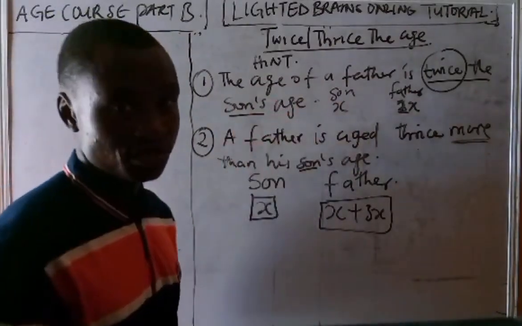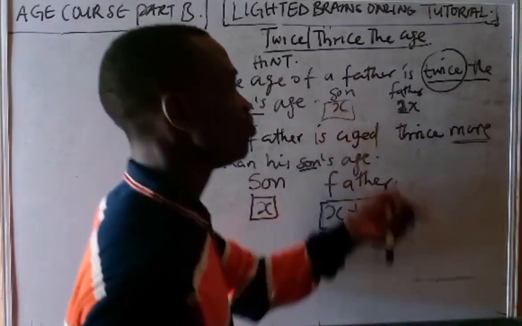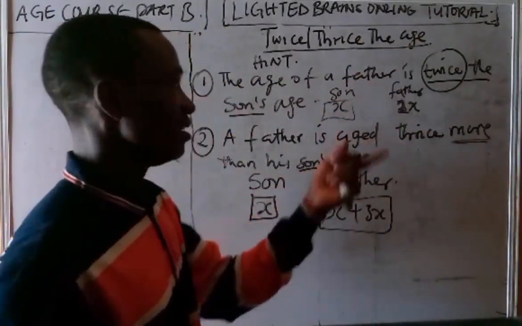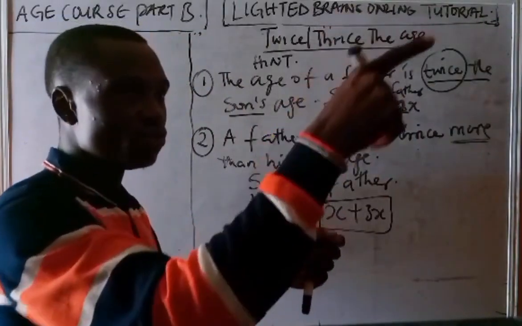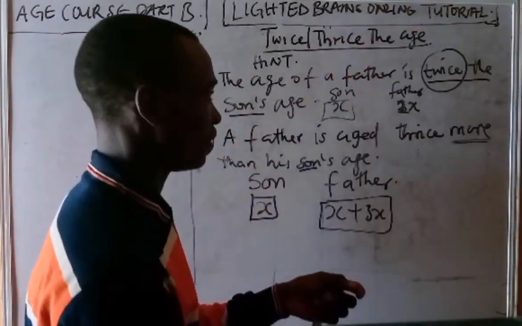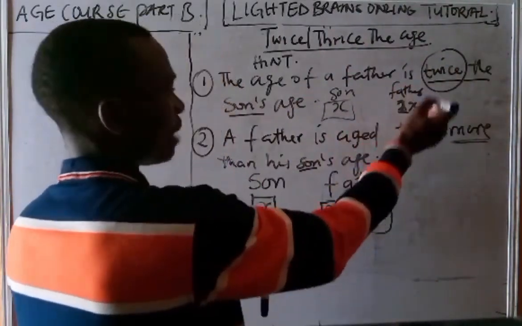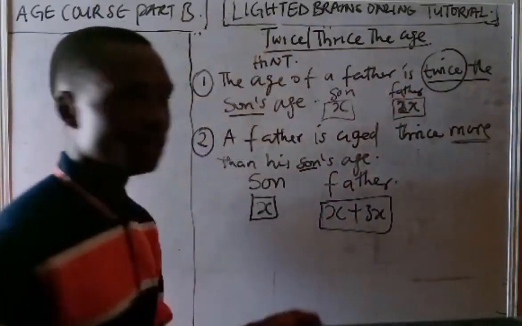The son's age, we don't know it, right? We put it as x. The father is 2 times, that is twice, same thing. When they say something is 2 times another, that means 2 times that other thing. So twice the son's age. The son's age is x. So 2 times x will give us 2x. That's how we find this one, 2x.